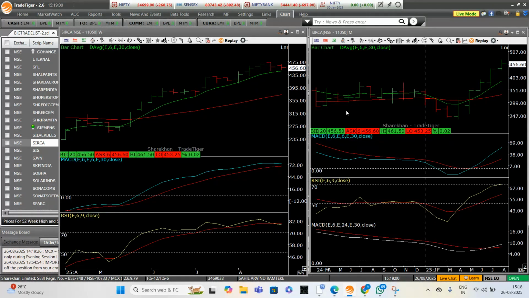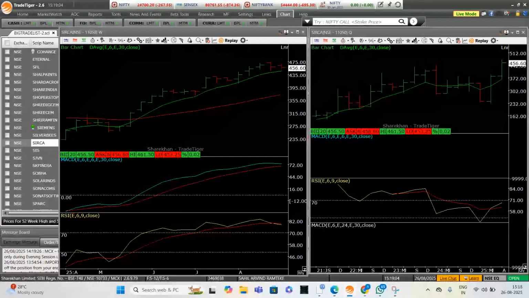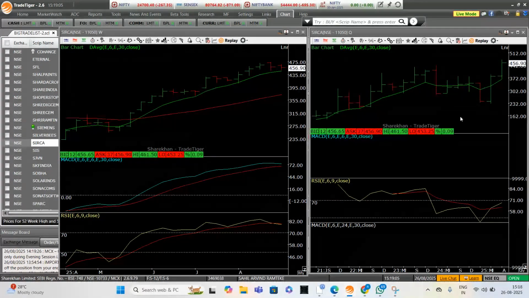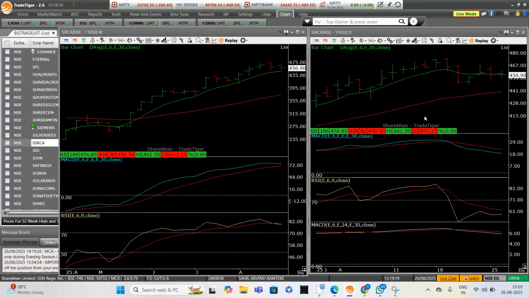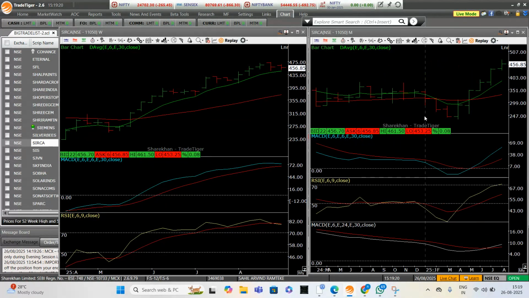In this stock, you can see the monthly trend is bullish, and the quarterly trend is also bullish. And on the weekly, it is right now trading near the weekly support levels. So we want to select stocks like this, which are trading near the weekly support level.